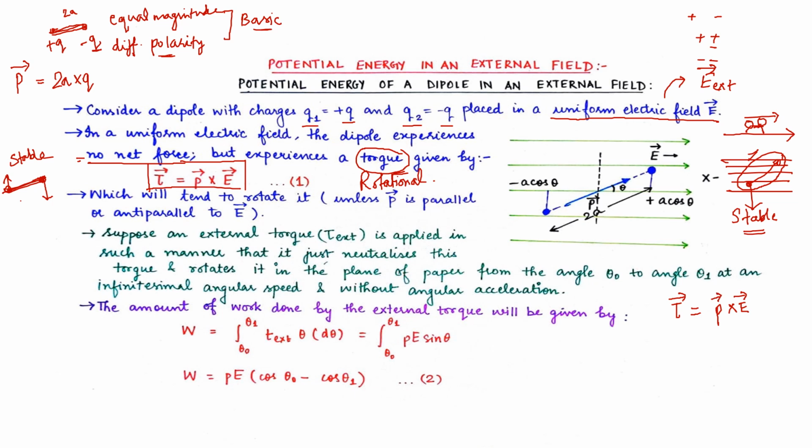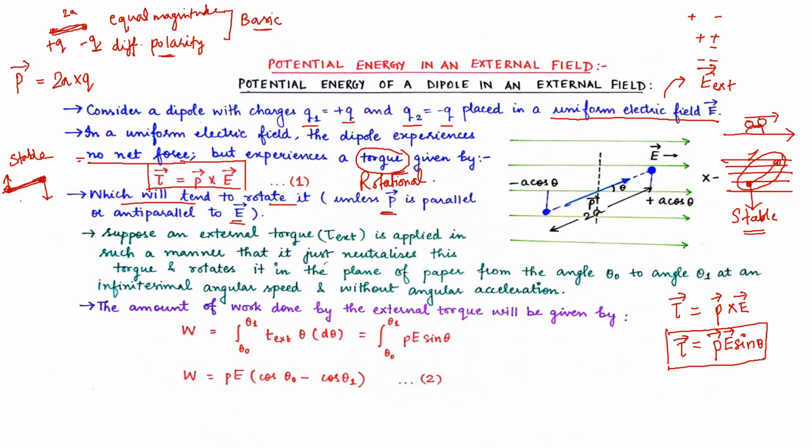Now if we want to find the magnitude of P cross E, then we have to remove the vector component. To remove that, what we have to do is PE into sine theta. The removal of the cross product will give us sine theta, right? So this will be our torque that is being experienced by the dipole in the given uniform electric field, which will tend to rotate it unless P is parallel or anti-parallel to E.